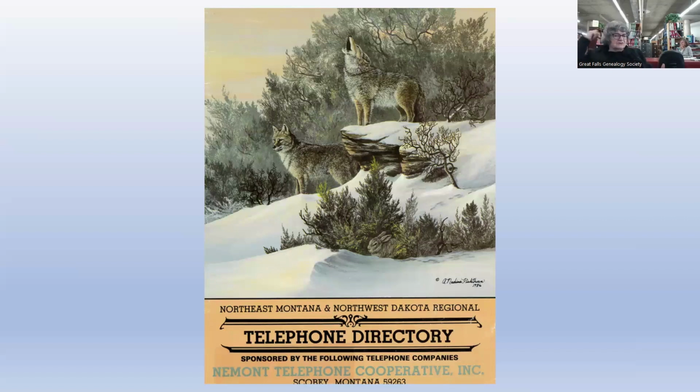Heck, of course, you could use telephone directories. Why is this one interesting? Because it's northeast Montana and northwest Dakota, and it's a regional directory out of Scobey. So it's going to have both states in both places, because guess what? They crossed counties, and you're going to find information. You're going to find maps of local areas across the area that don't pay attention to the state boundary, and all kinds of things in there with all of their wonderful ads. Remember, they produce these through ads.